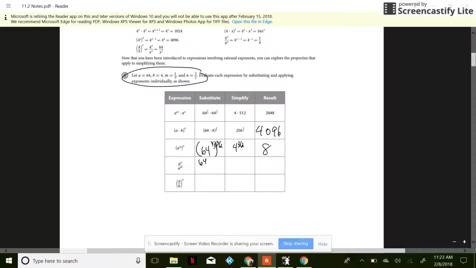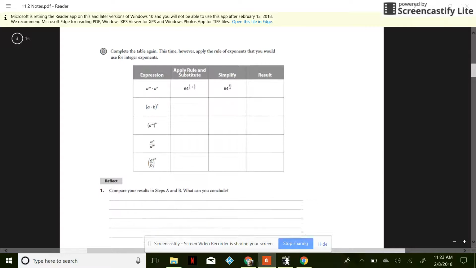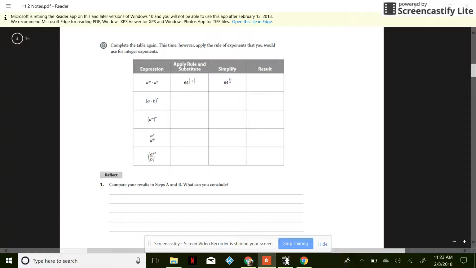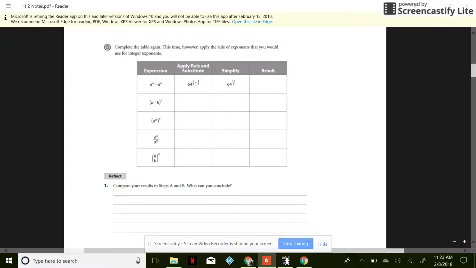Here we've got 64 to the 3/2 over 64 to the 1/3, which ends up being 512 divided by 4, which simplifies to 128. And then here we have 64 over 4 to the 3/2, which is 16 to the 3/2, which is 64. Now we're going to apply some of the rules of exponents we could use for integer notation. So we'll still end up here with 4096.